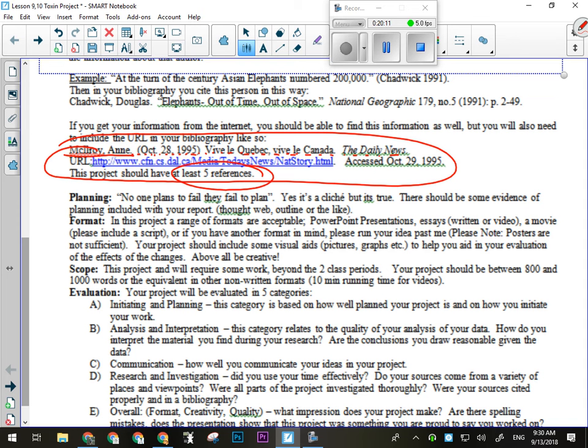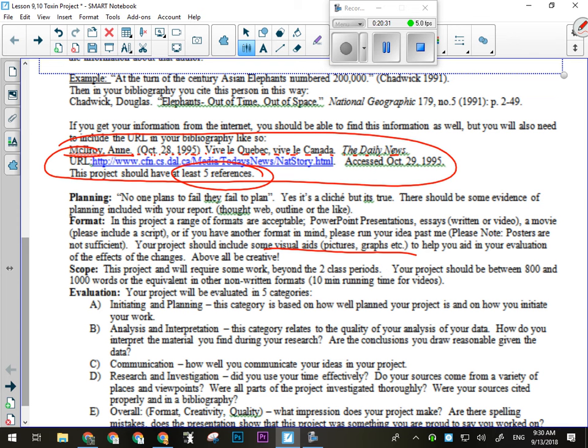If you have another format in mind, you can run it by me, but posters are not going to be good enough. We have a minimum word count here that we'll talk about. Your project needs to include visual aids. You need to have pictures in your lab report, or graphs or charts or something that is going to help support what you're talking about in there.